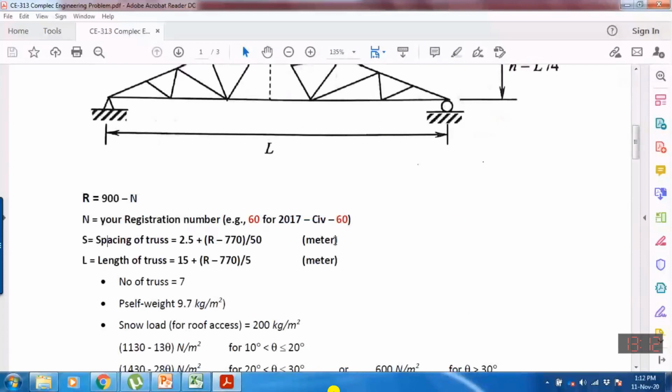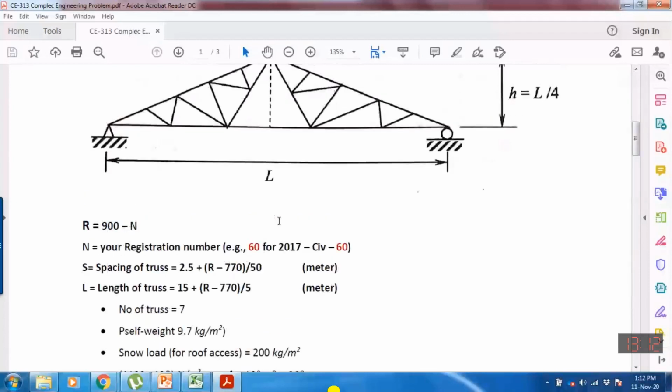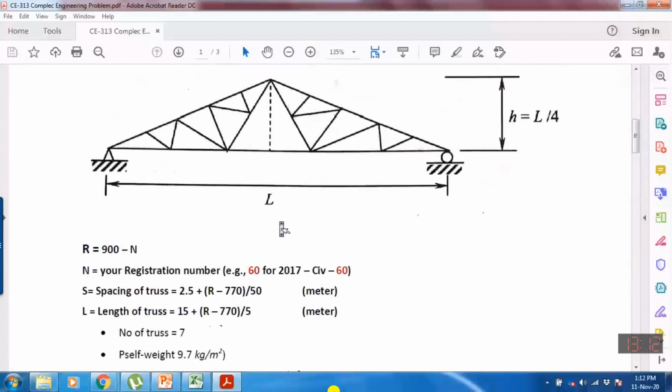The length you can compute by this formula, and this will also be in meters. So if you know the length, you can compute the height. Height will be equal to L by 4. So you know the height and you know half of the length, so you can compute the inclination of the top chord. And you can assume that the top chord is divided into 1, 2, 3, 4, 5 equal lengths. And then you can determine the panel points by assuming that the top chord is divided into 5 equal parts.